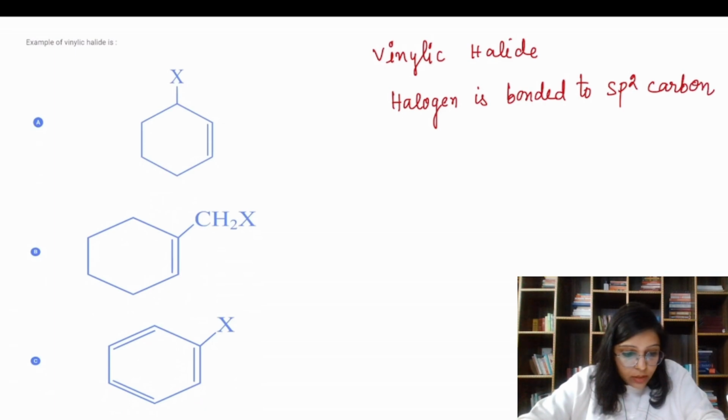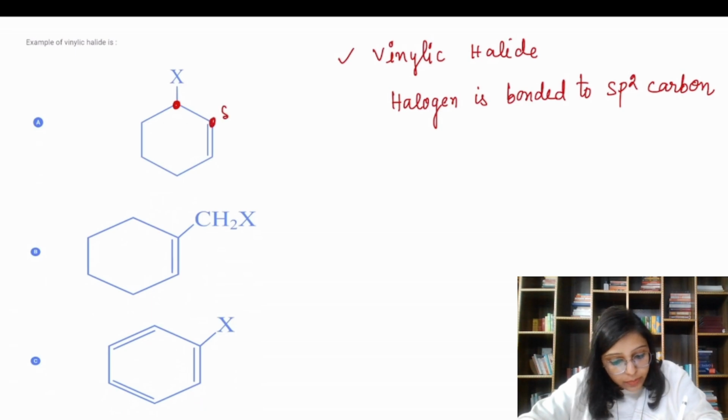sp2 carbon, right? So that is going to be vinylic halide. Okay, so we have to find out which one is allylic, or sorry, vinylic. So see, this carbon is bonded to sp2 hybrid carbon, so this is going to be allylic halide. Okay, this is going to be allylic halide.